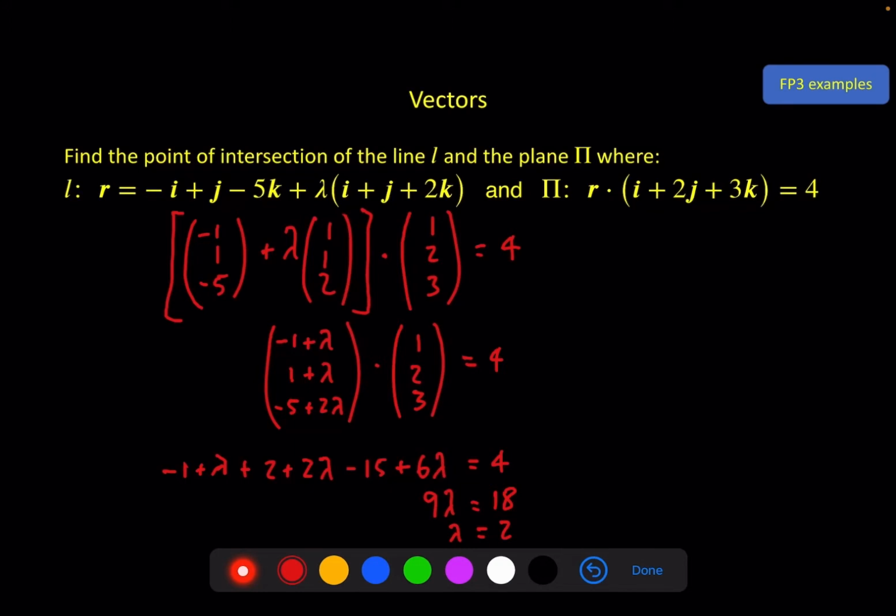And as before, I want to find the point, not just the value of lambda, so I need to put this lambda back into the equation here and find out the position vector of the point where this happens. So if I put lambda equals 2 back in there, I get minus 1 plus 2 is 1, 1 plus 2 is 3, and minus 5 plus 2 times 2, so that's minus 1. So the point where this happens has coordinates 1, 3, minus 1. And that is my final answer.